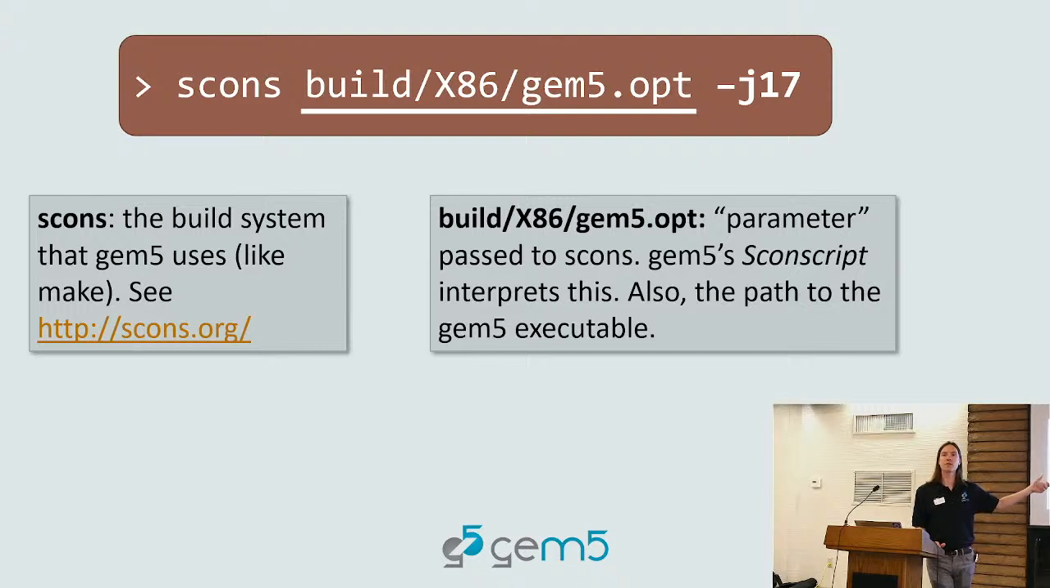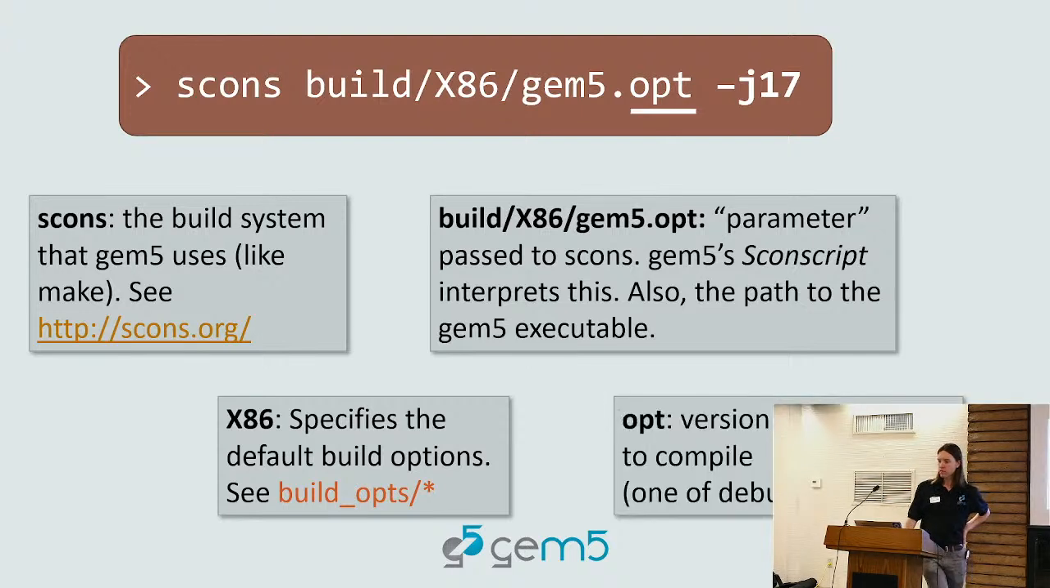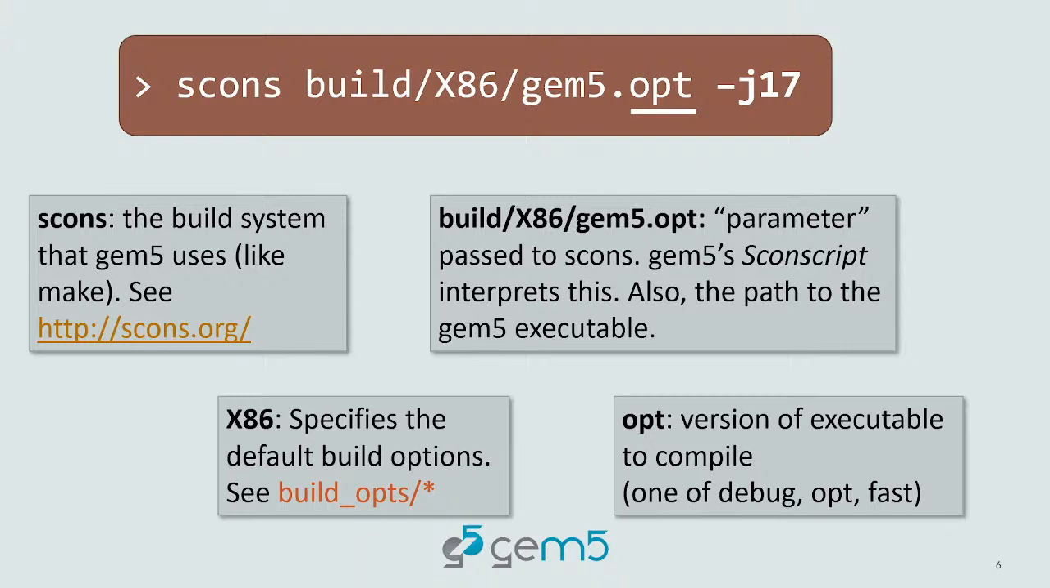The scons script interprets a set of parameters. The build is the directory we're going to put it in. x86 is the defaults we're going to use for the build. If you look at the file build_opts/x86, it has some defaults in it. So that's where the defaults come from. And then the .opt is also a parameter.